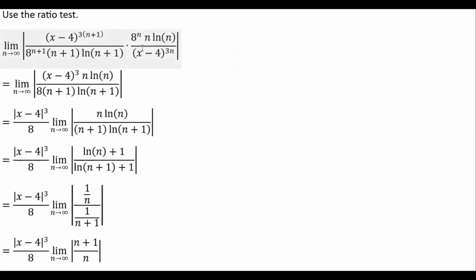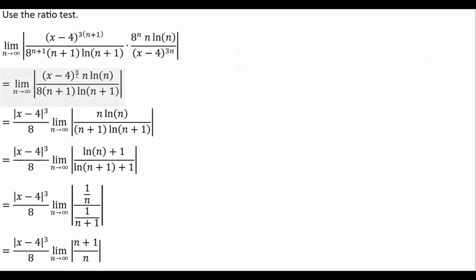Okay, now I'll go through some of the algebra here. 8 to the n divided by 8 to the n plus 1. You can subtract the powers, so you have 8 to the negative 1, which is 8 on the bottom. Okay, 3n plus 3, we distribute that, minus 3n, that's cubed, or 3 on top, right? There's the n, ln n, these don't simplify, and there's n plus 1, ln of n plus 1, they don't simplify. So that's what happened here, okay?